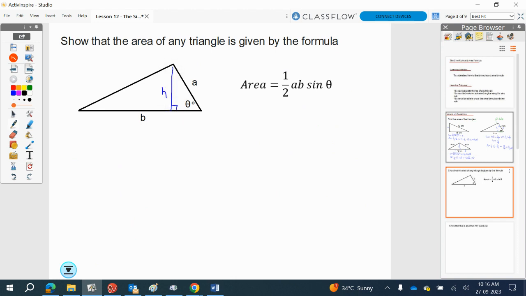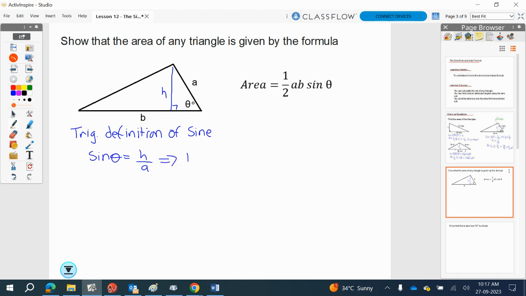Let's make this right angle. So this height is equal to, what did we do, we did this using the sine law. So let's say the trig definition of sine gives us the formula sine theta is equal to h over a, which implies that h is equal to what? a sine theta.